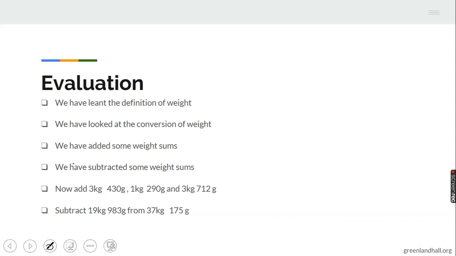Now, what you will do, you have to add this. 3 kilogram, 430 gram. You see, we have some numbers here. Then this one too. 1 kilogram, 290 grams. And the third one, 3 kilograms, 712 grams. Add the 3 together. Then subtract 19 kilogram, 983 gram from 37 kilogram, 175 grams. So you do that. You take away this one from this big one.